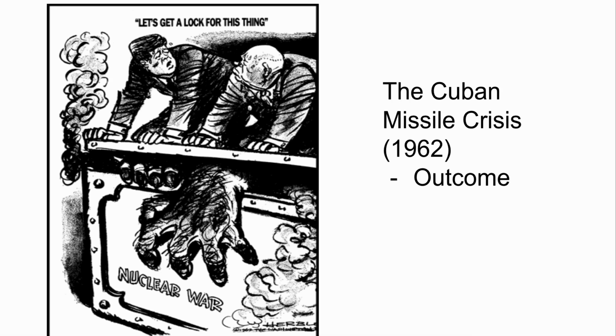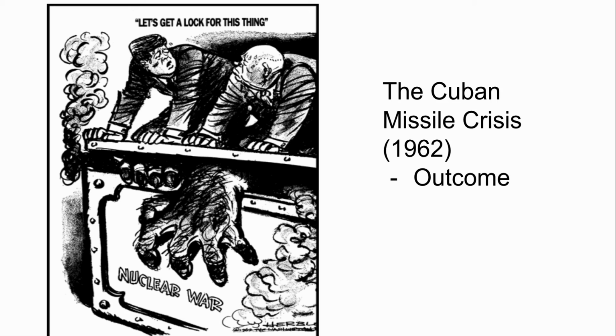Another outcome of the Cuban Missile Crisis was the cooling down or the calming of tensions, and hostilities becoming less significant, with things like the hotline being set up between the Kremlin and the White House. And this cartoon really emphasizes that. An outcome of the Cuban Missile Crisis was that both Kennedy and Khrushchev wanted to work together a little bit more to stop nuclear war.